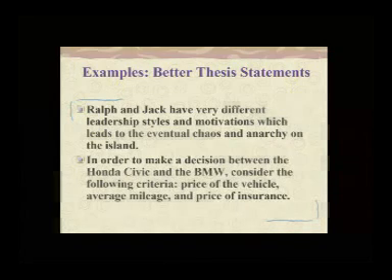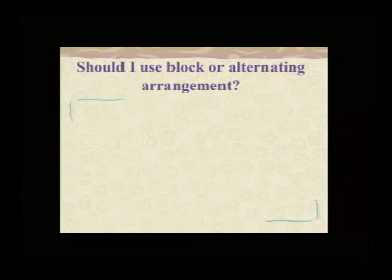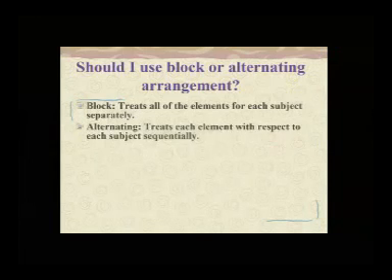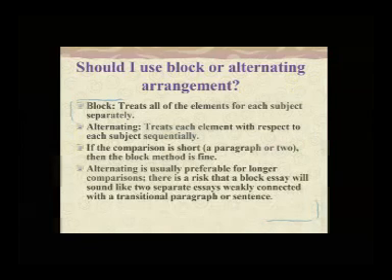But that's a good one, and it tells the reader what you're going to do and the order in which you're going to do it, which is awesome. Okay, so organizing it, there are 2 ways. You can use block or alternating. Block is like it sounds. Alternating is also called point by point. The block treats all of the elements for each subject separately. And alternating treats each element, or the evaluative criteria or the trait. It focuses on the traits, the other one focuses on the subjects as your bigger organizational picture. And if it's short, the block is better. If it's longer, alternating is preferable.